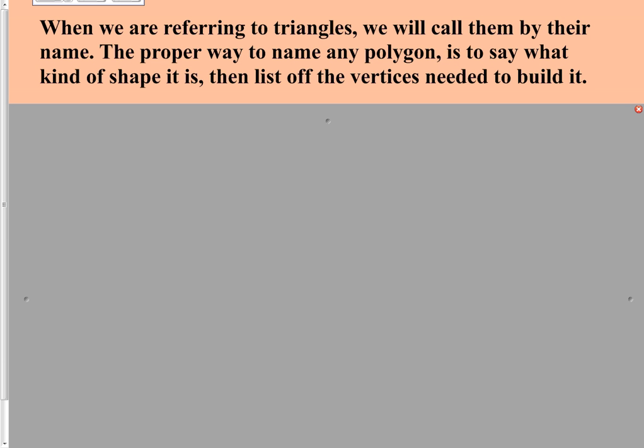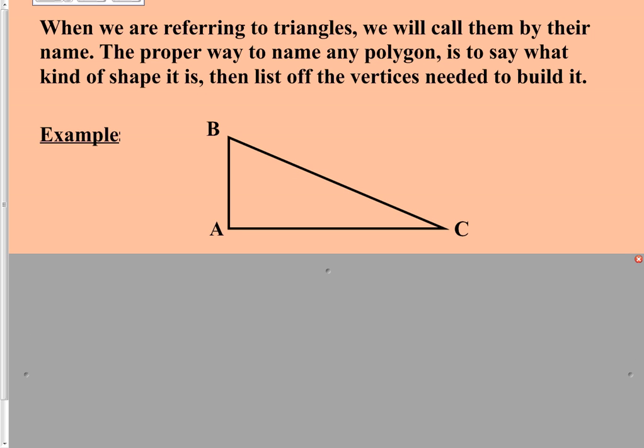Now we have a naming system for triangles, just like we have a naming system for everything else. When we are referring to triangles, we will call them by their name. The proper way to name any polygon, including triangles, is to say what kind of a shape it is, and then list off all of the vertices that are needed to build it. This is not a difficult concept, so you can probably get away with not even copying down this example. But here's an example if you'd like it.